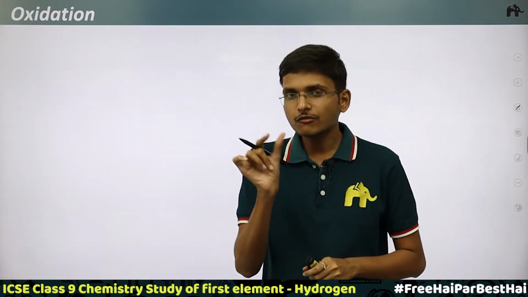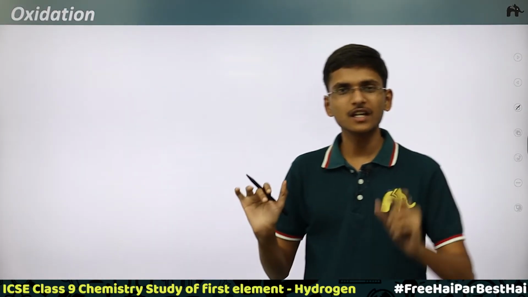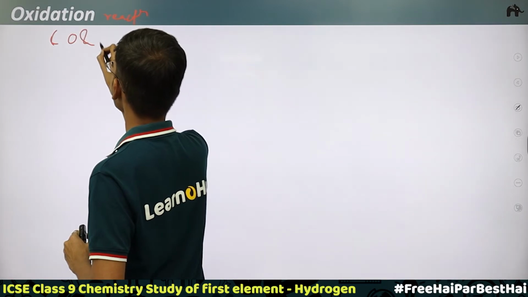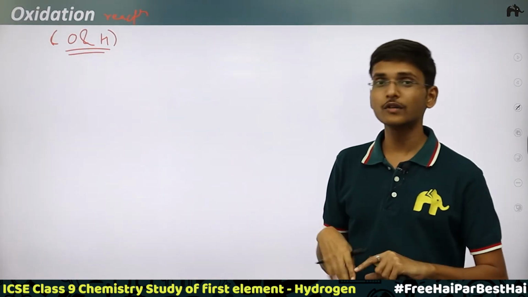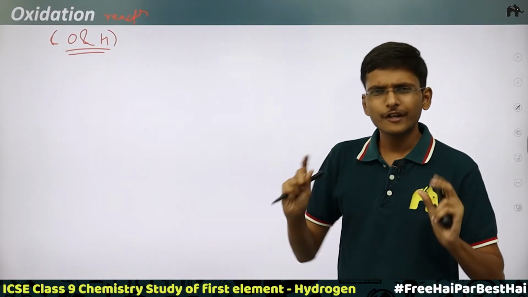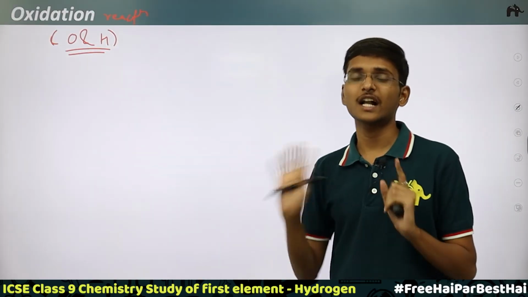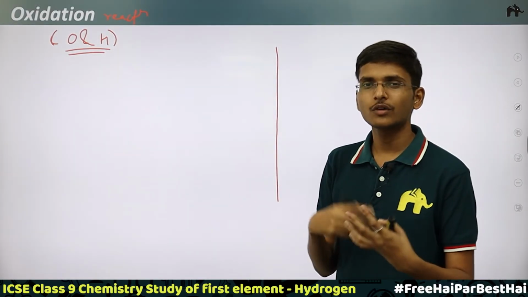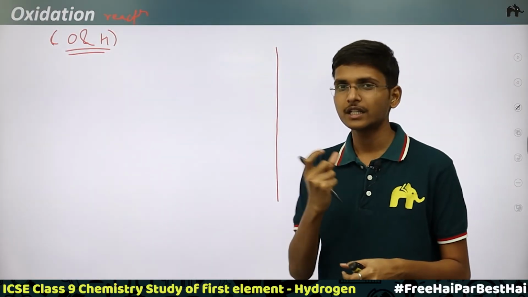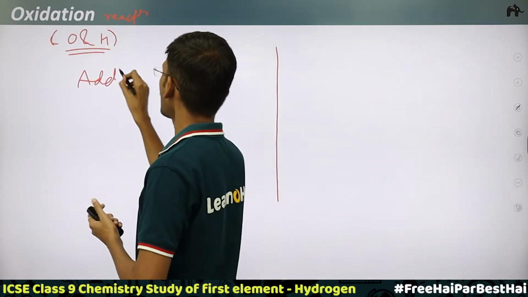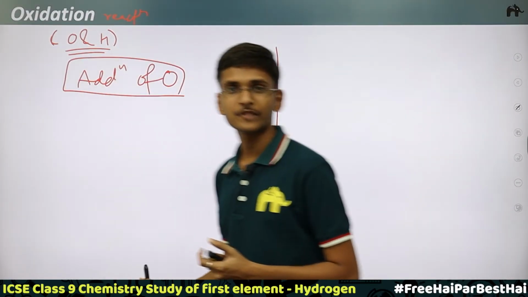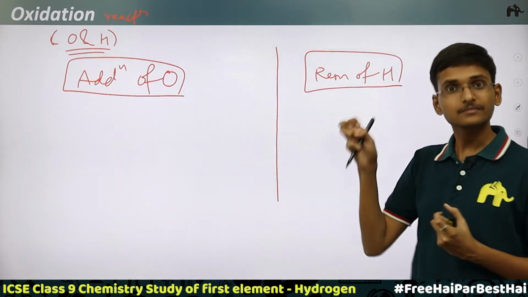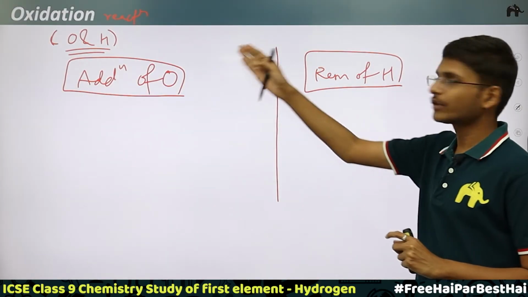So we will understand both of them one by one. First, let's see what oxidation reactions are. We are going to understand oxidation reactions in terms of addition or removal of oxygen and hydrogen. If in a reaction you observe addition of oxygen to a reactant, then it is an oxidation reaction. Or if you observe removal of hydrogen from the reactant, then the reaction is an oxidation reaction.